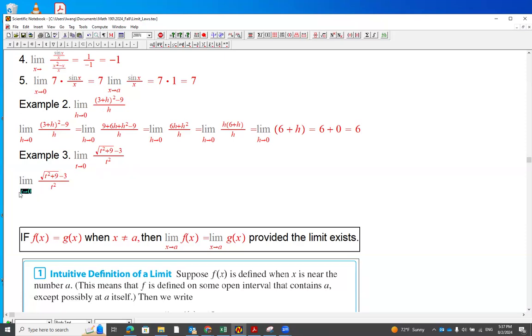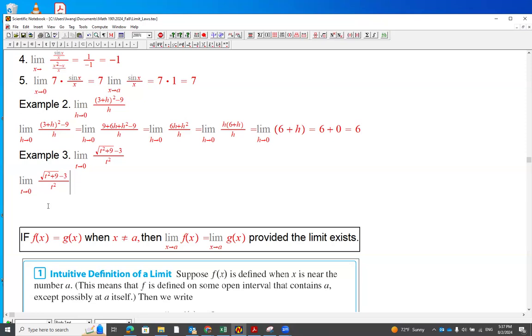As t approaches 0, this piece is approaching 9. The square root of 9 is 3. 3 minus 3 is 0. So the top is approaching 0, and the denominator is approaching 0. We have a 0 over 0 case. What can we do? Not much.